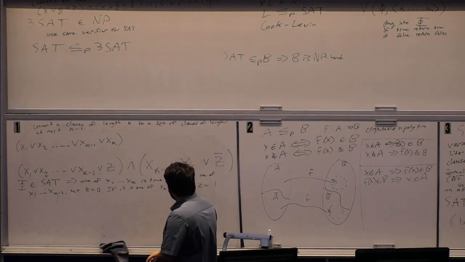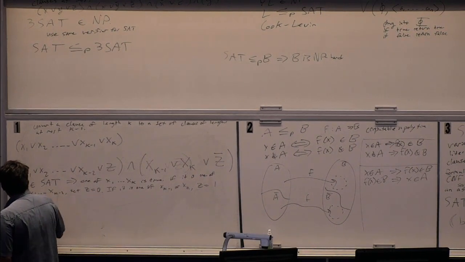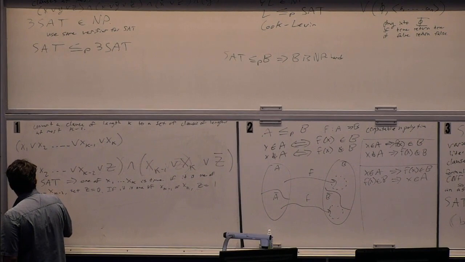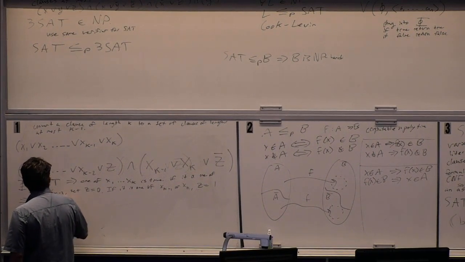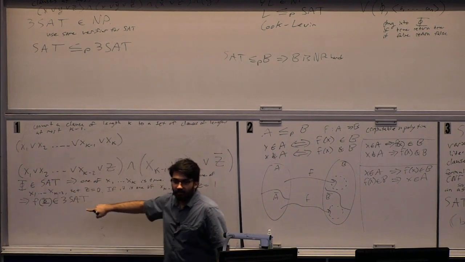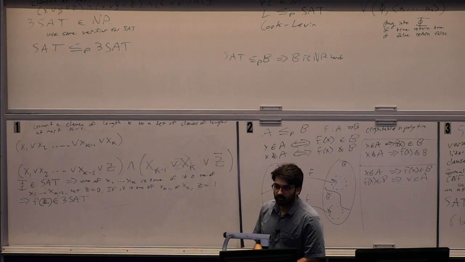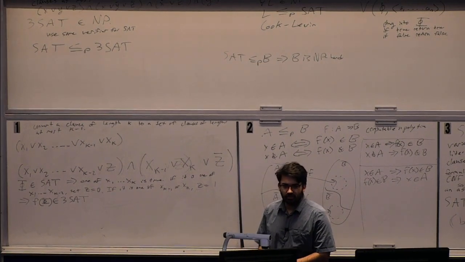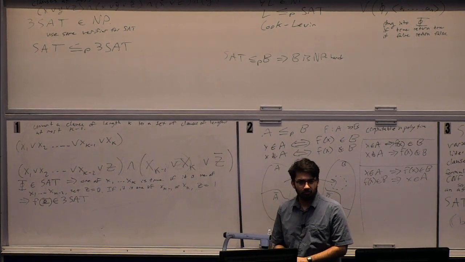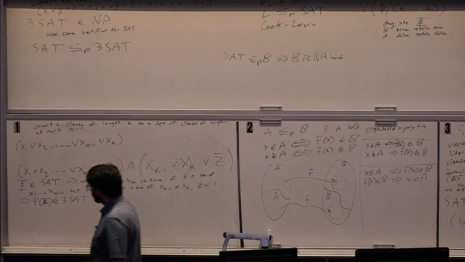Now, what that tells us is that there's always a satisfying assignment. So from that, we can conclude that f of phi is in 3-SAT. So if phi is satisfiable, then f of phi is satisfiable. We've done half of the reduction. Any questions on that explanation? Good. Let's do the other way.